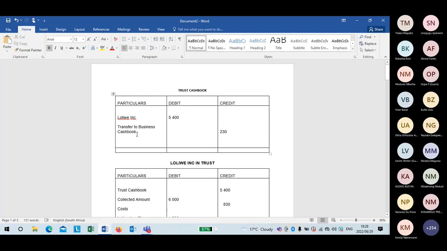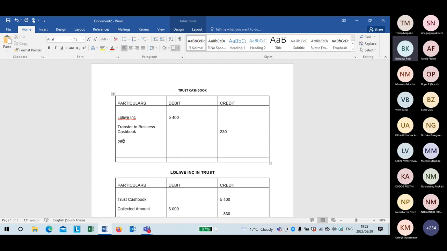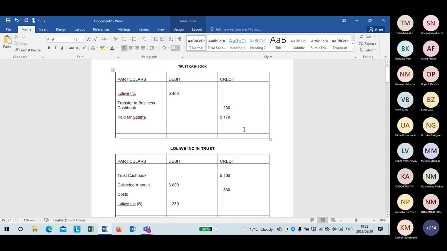What do we do with this money? Is it ours? Should it stay in trust? No. We transfer to the client. Pay the client. And who's the client? Mr. Sibata. And how do we pay? Do we debit or do we credit? Credit, from the trust. And you say it's 5,170, not so? Is that all we do?